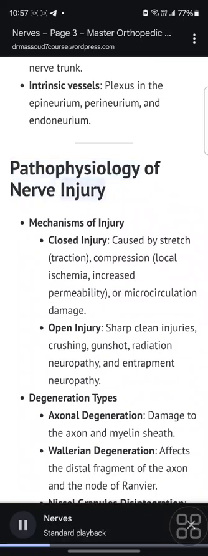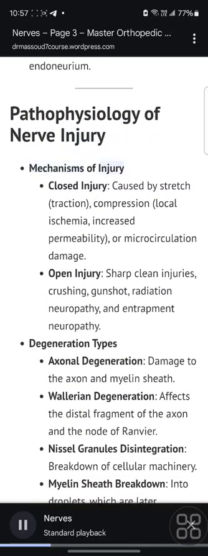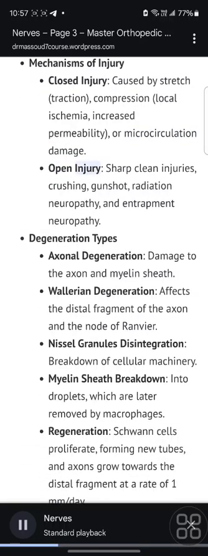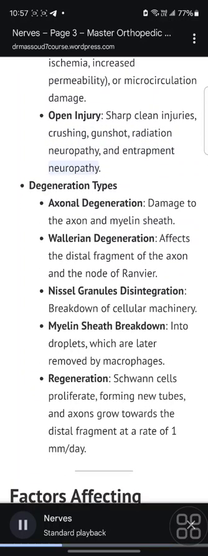Pathophysiology of nerve injury. Mechanisms of injury. Closed injury is caused by stretch, traction, compression, local ischemia, increased permeability, or microcirculation damage. Open injury includes sharp clean injuries, crushing, gunshot, radiation neuropathy, and entrapment neuropathy.